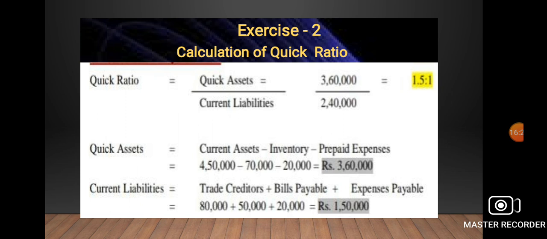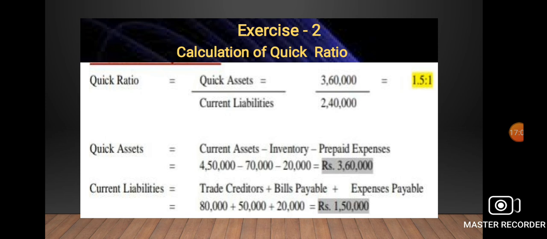Current assets rupees 4,50,000 minus inventories 70,000, then minus prepaid expenses rupees 20,000. So we get rupees 3,60,000. This value is known as quick assets. Then quick ratio. The current liabilities value is already given, rupees 2,40,000. So what is the formula? Quick assets divided by current liabilities. Quick assets value 3,60,000 divided by current liabilities value 2,40,000. So we get 1.5 by 1.